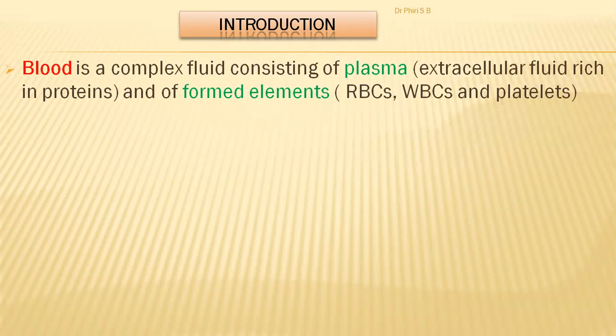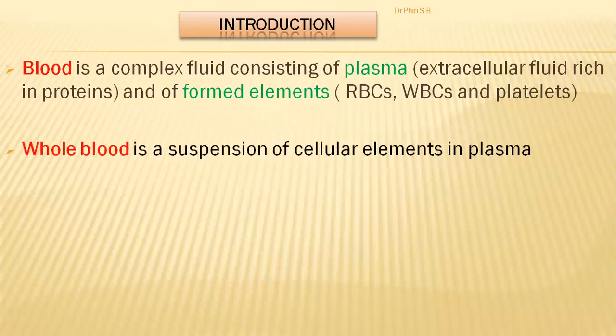Among these cells of blood, you have red blood cells, which are also called erythrocytes. Then you also have white blood cells, which are also called leukocytes. On top of that, you also have cell fragments that are called platelets. So the formed elements are red blood cells, white blood cells, and platelets. You also have whole blood. Whole blood is just a suspension of cellular elements in plasma.